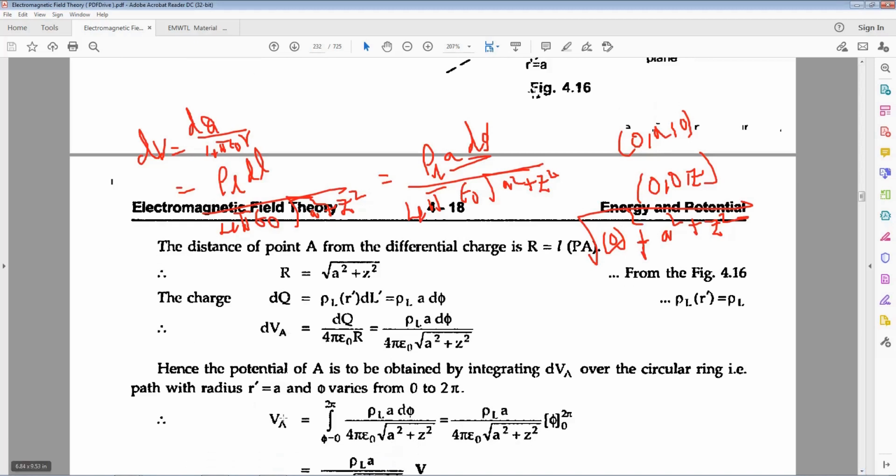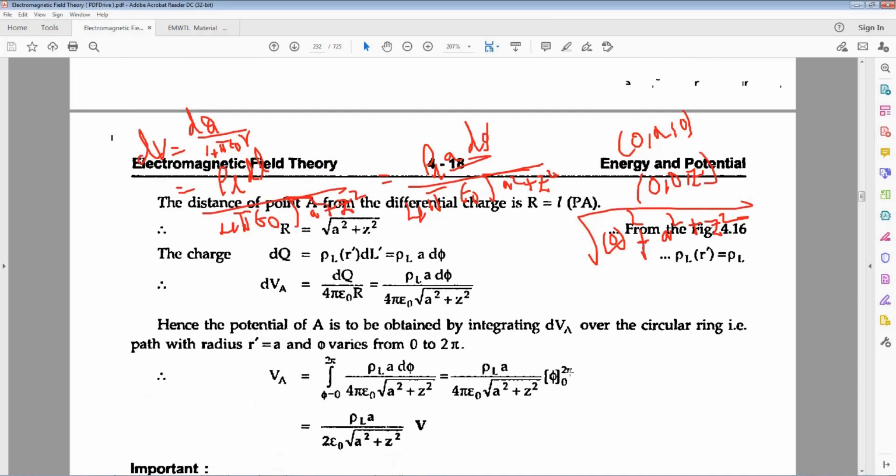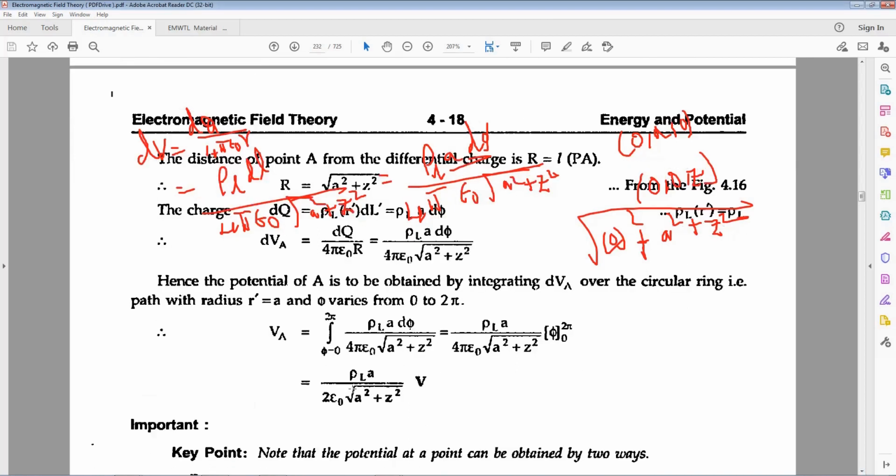Now I can apply the integral on both sides. V is equal to, on the right hand side it is with respect to phi only, the remaining all is constant, rho L a by 4 pi epsilon naught square root of a square plus z square, and the integral of d phi is phi, with upper limit 2 pi. Substitute the 2 pi and it gets cancelled with the 2. So rho L a by 2 epsilon naught square root of a square plus z square. The potential is equal to this. Got it, my students?